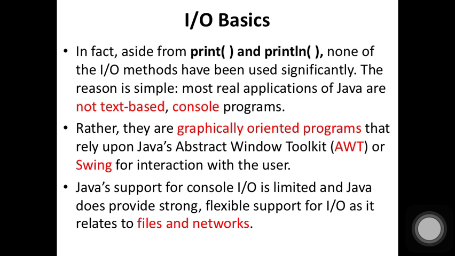Next, IO basics: print and println. Usually we come across these two statements whenever we want to print any value on the screen. These are defined inside System.in and System.out, and these methods have been used significantly in previous cases. The reason is simple: they are defined inside the java.lang package, and we can easily get this information.